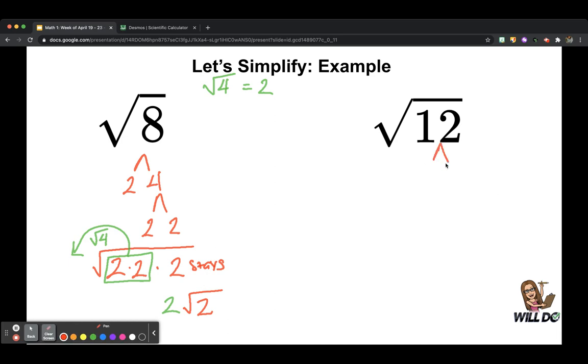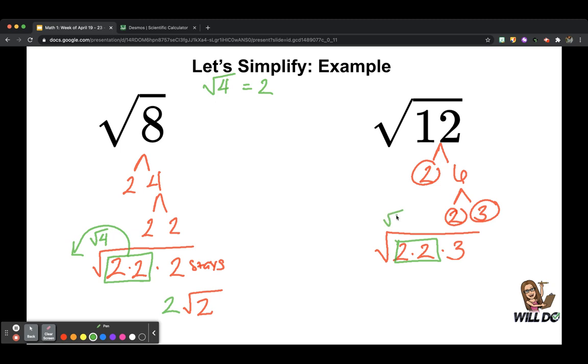So I'm going to use prime factorization. I'm going to take 2, and that's times 6. 6 factors down to 2 times 3, and I can't factor down that 3 any further. So when I write this all underneath the radical sign, it's 2 times 2 times 3. And I see right here that 2 times 2 gives me a perfect square of 4. Okay, so it's technically the square root of 4, so I'm going to pop that on out, and I get the number 2. So what's left is 2 times the square root of 3.